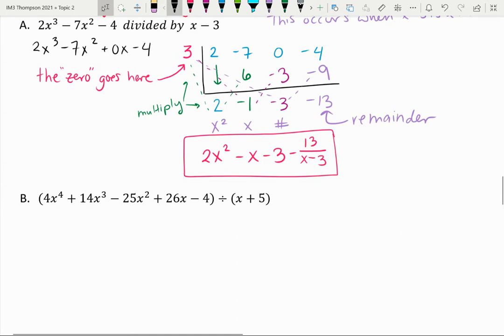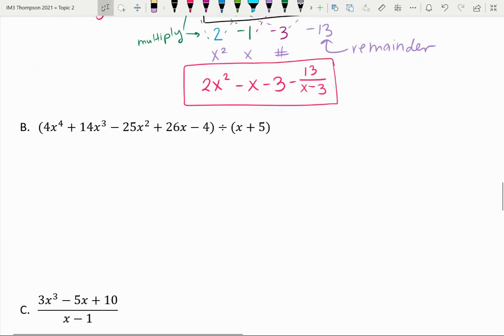Okay. Now that you've seen it once, roll through it again. So step 1, I'm going to copy down all the coefficients from my big polynomial. Let's see. 4, 14, negative 25, 26, and negative 4. This polynomial doesn't have any terms that I skip over, so I don't have to add in any 0 terms. My exponents are 4, 3, 2, 1, 0, so I'm good.